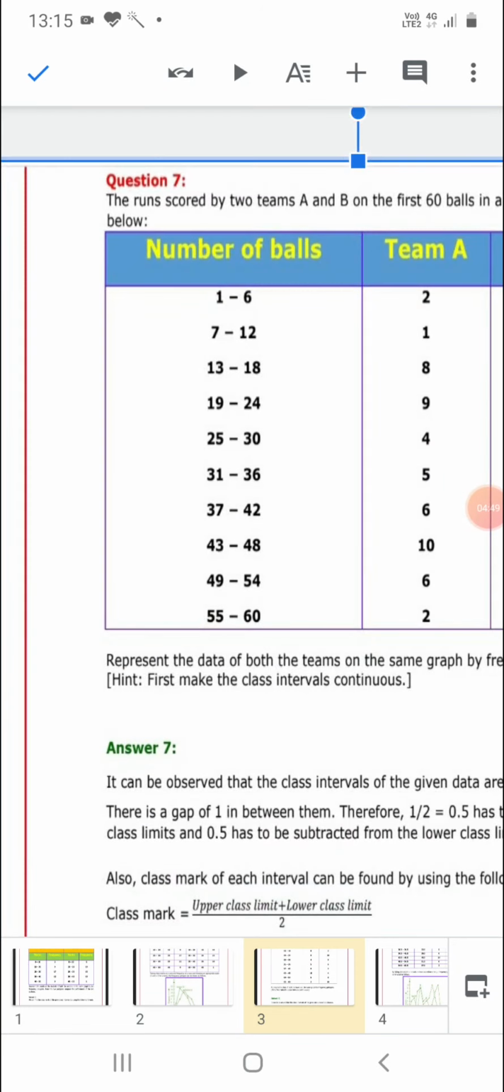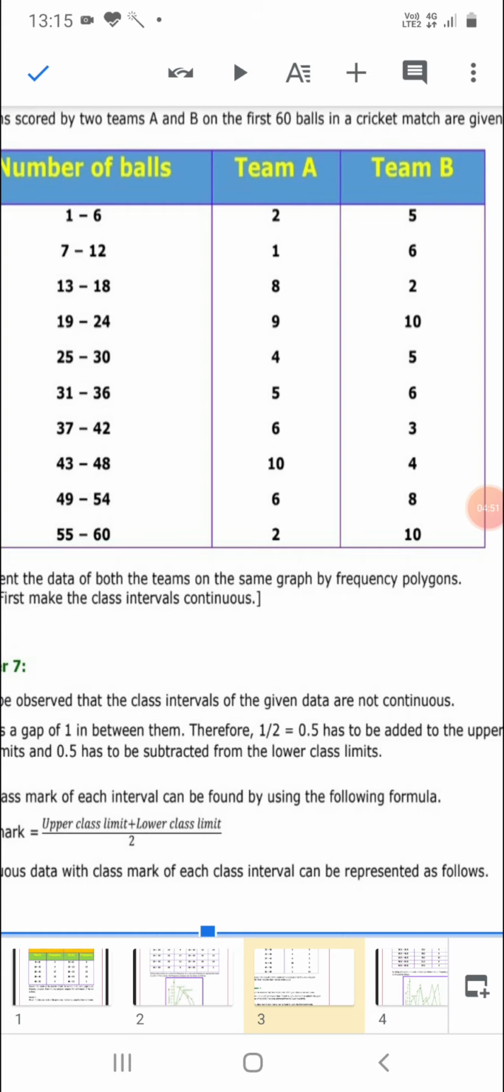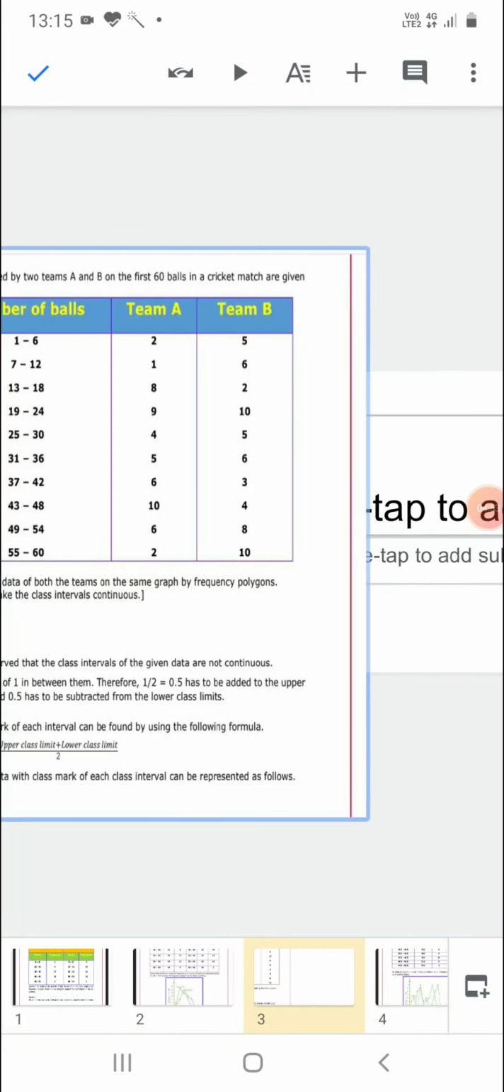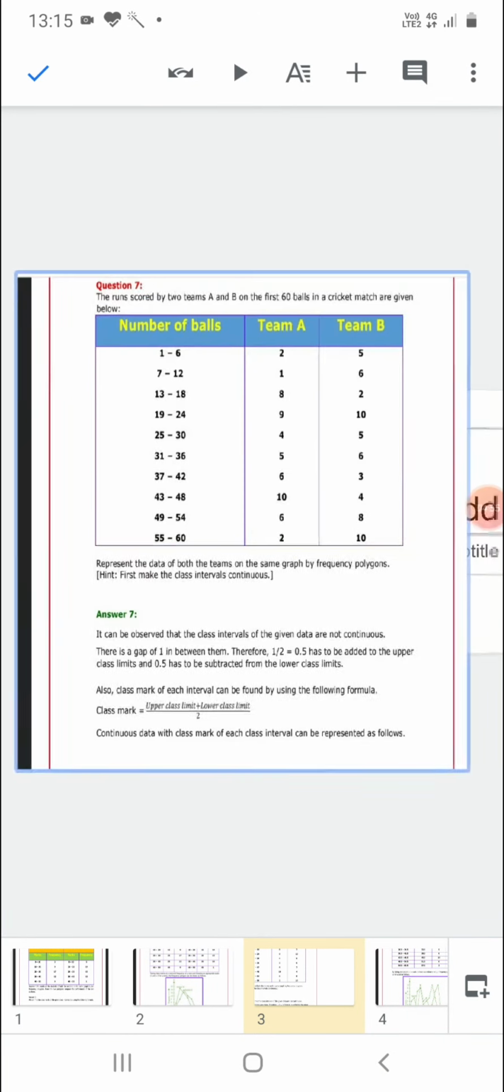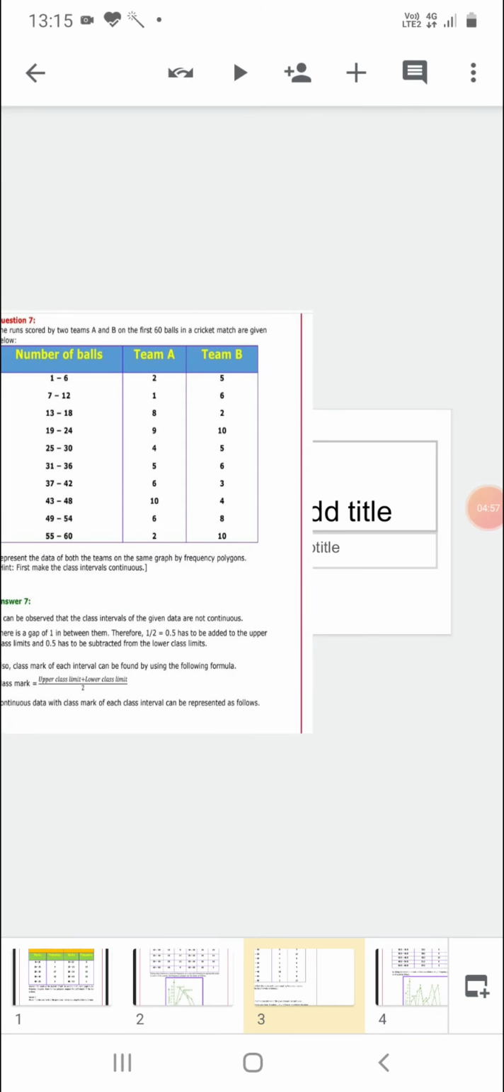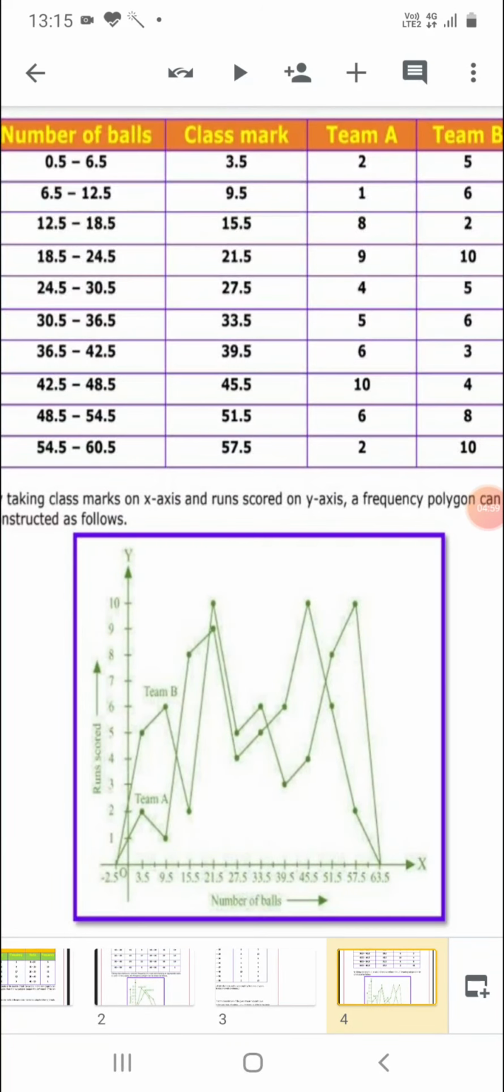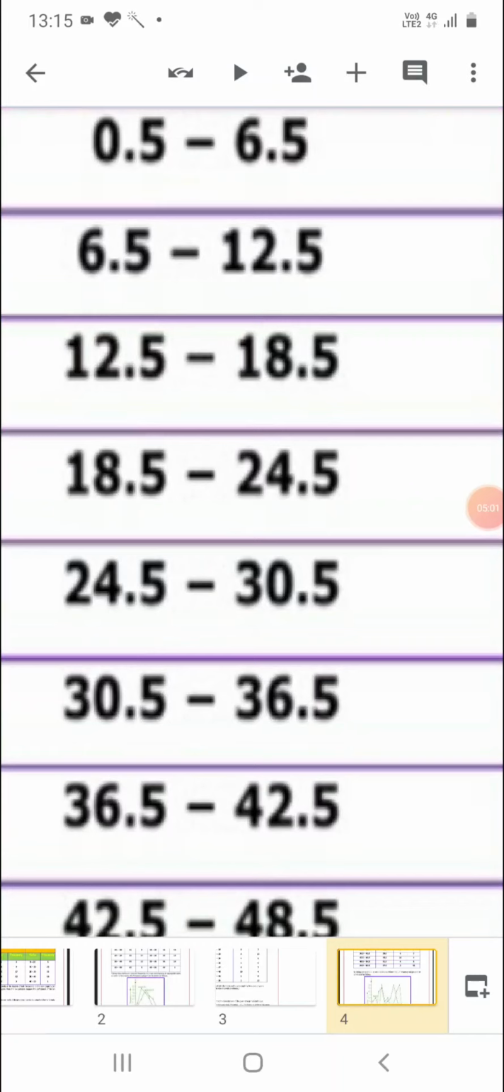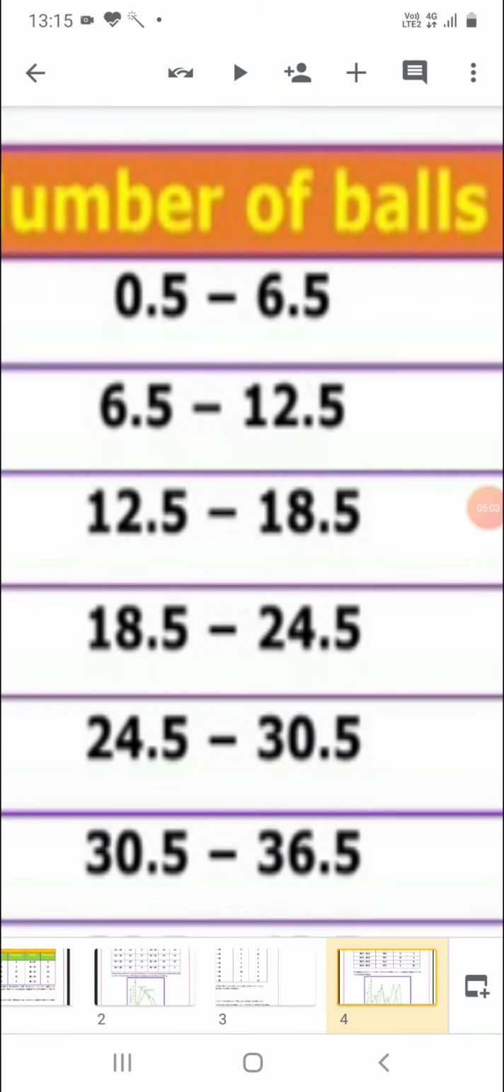So first of all, we'll make them continuous. To make them continuous, we will expand each class by 1 unit. And what is the way to expand it? We will divide 1 into 2 parts.